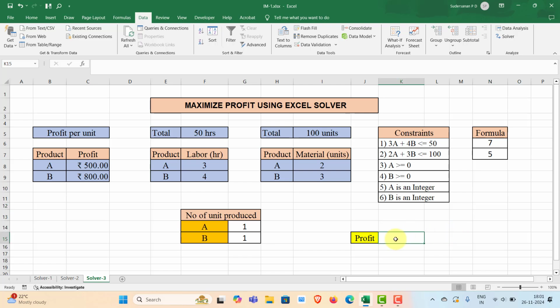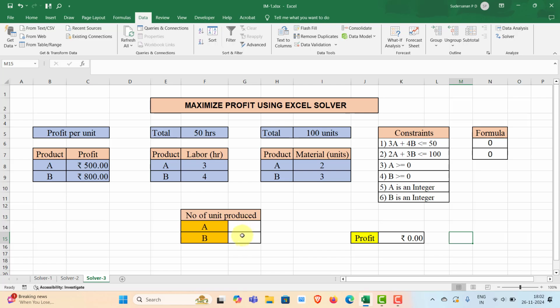Profit is based on the number of units sold. So if a number of units sold is here, that multiplied by profit for A plus number of units of B multiplied by this profit of B, that will give the total profit. I can type that equal to number of units of A, that is this, multiplied by the profit for A plus number of units of B sold multiplied by the profit for B. So that will give the total profit. So here if it is not there, you will get 0 profit. So if each 1 unit if you sell, you will get 500 plus 800, 1300 profit.